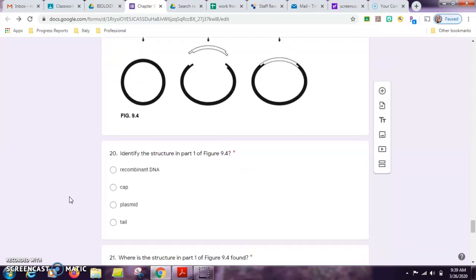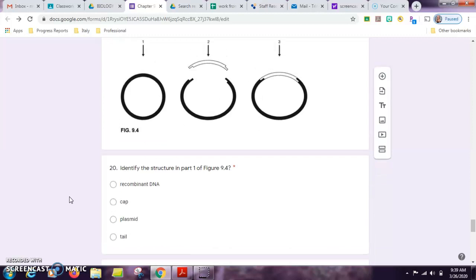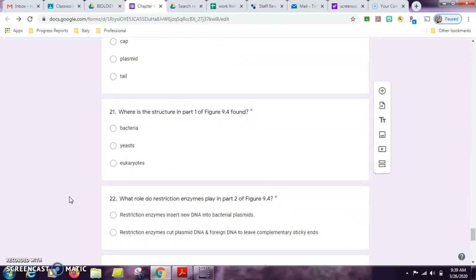Number 20 says, identify the structure in part 1 of figure 9.4. Recombinant DNA, a cap, plasmid, or tail? That is structure 1. Use that picture. Number 21 says, where is the structure in part 1 of figure 9.4 found? Again, look back at that picture above. Is it in the bacteria, yeasts, or eukaryotes?